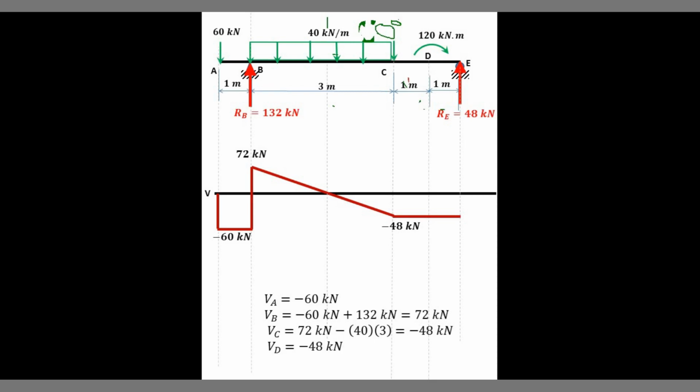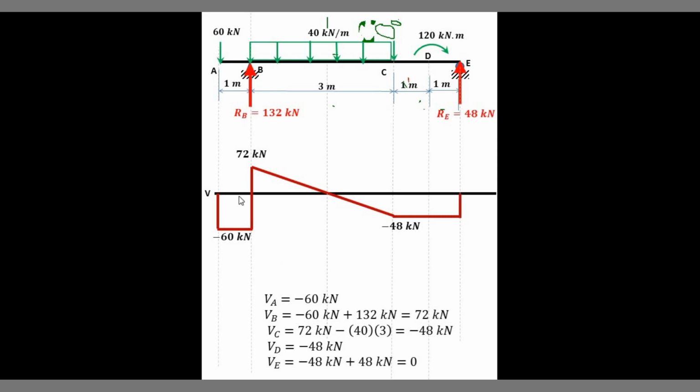Now, baka lang kasi may magtanong ulit, bakit diretso lang kay point D? Meron namang moment dun na 120 kilonewtons. Now, we are pertaining to shear. When we say shear, yung mga forces that will let the beam split. Okay? So, yung 120 kilonewton meter, that is a moment that will cause the beam to bend. So, hindi siya kasali sa may shear diagram. Then again, we stop at negative 48 kilonewtons. Then at point E, mayroon tayong reaction ulit na 48 kilonewtons pataas. So, magzi-zero out yung ating shear diagram.